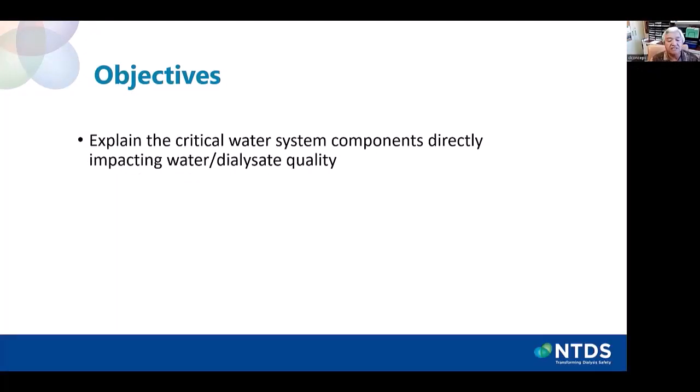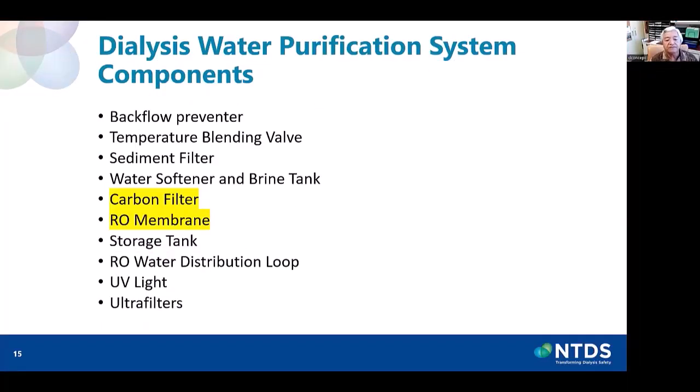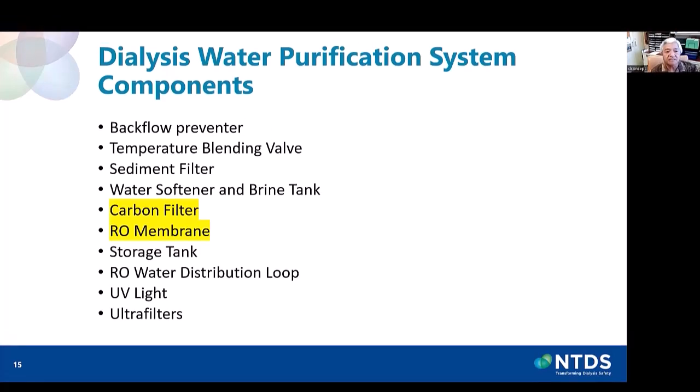Our second segment is to explain the critical water system components directly impacting water and dialysate quality. Potable water from the water provider can vary significantly. Due to the quality of the potable water, the types of components needed may be different from dialysis facility to dialysis facility. But the two in yellow, the carbon filter and the RO membrane, are the two critical components that are included in every water system for dialysis.